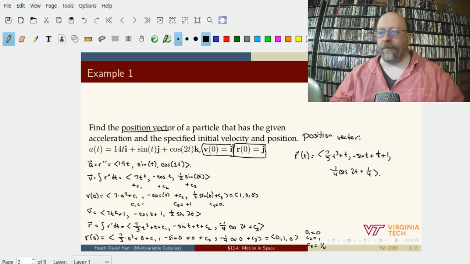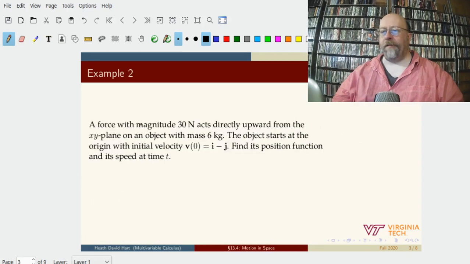All right, let's move on. Let's try another example. A force with a magnitude of 30 newtons acts directly upwards from the xy plane on an object with mass 6 kilograms.